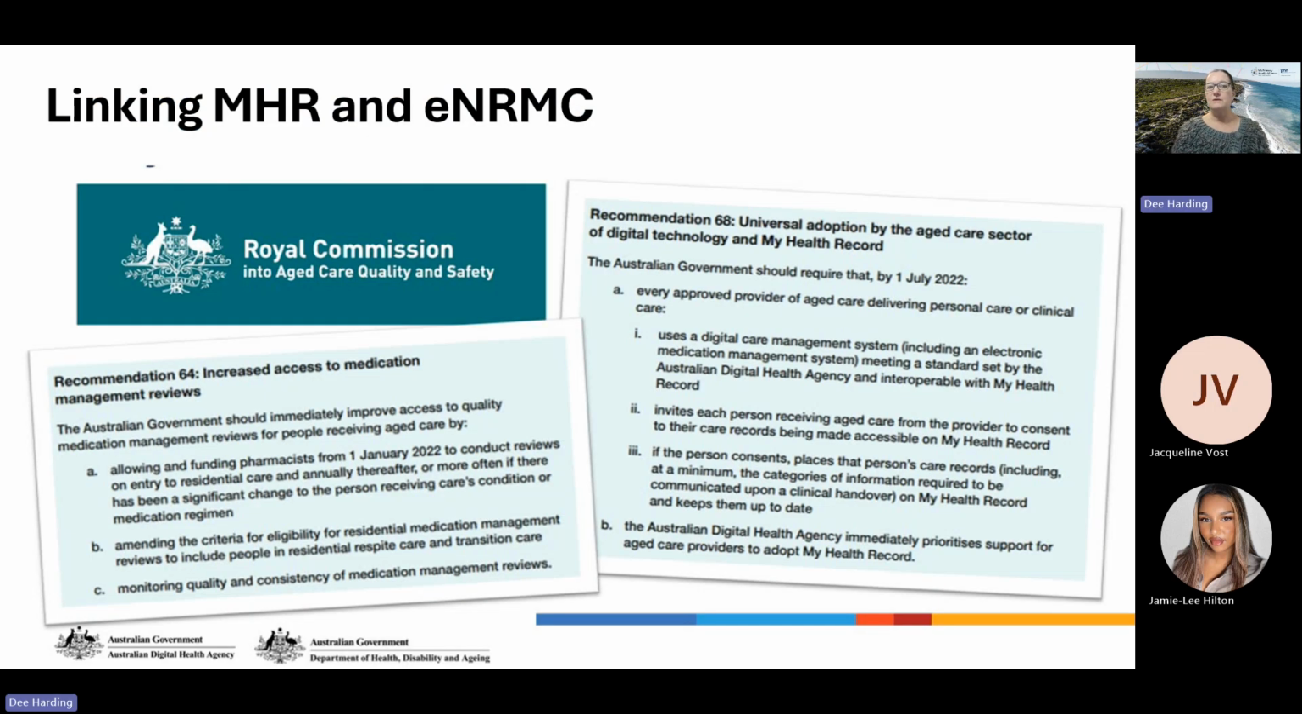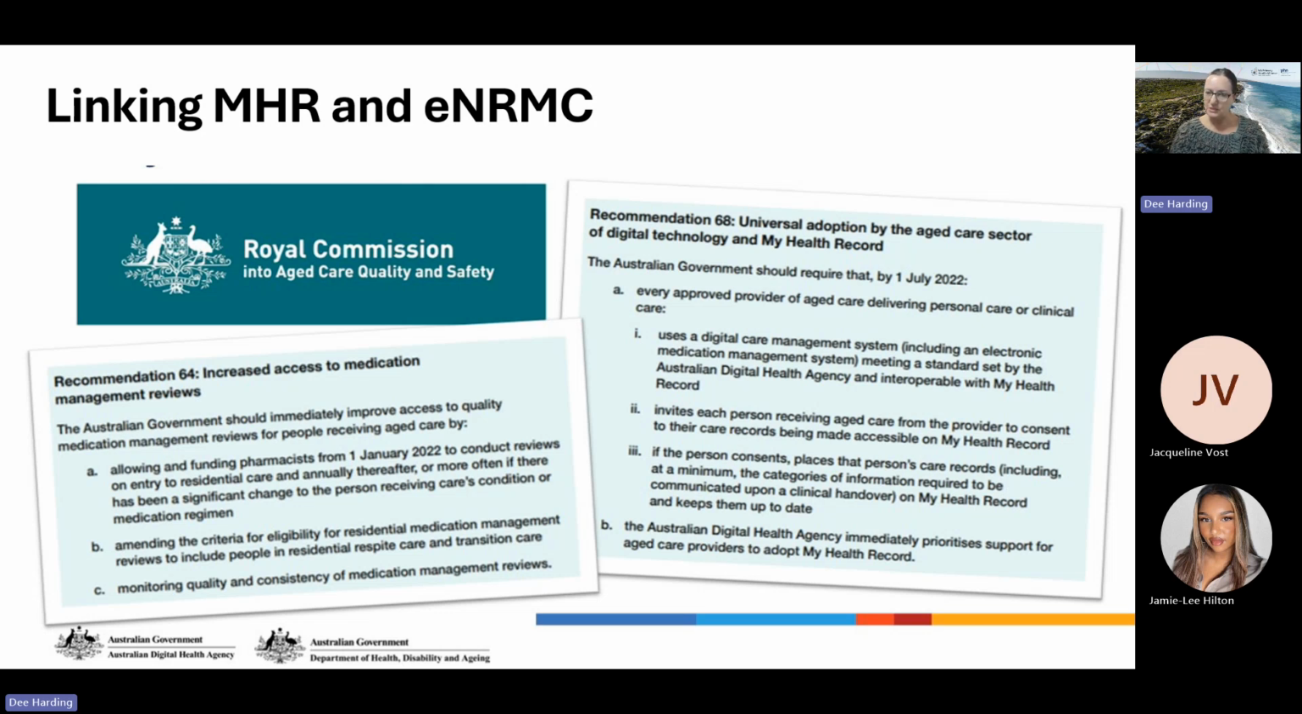So, linking My Health Record to the eNRMC. The eNRMC is the shortened terminology that we use for Electronic National Residential Medication Chart. I just want to give you a bit of background on how that comes together. In 2018, the Royal Commission into Aged Care Quality and Safety was established to investigate the quality and safety of aged care in Australia. This was established following multiple incidents causing serious harm and deaths to residents in multiple Australian residential homes. In 2021, the Commission delivered its final report and made up to 148 recommendations for the fundamental reform of the aged care system in Australia.